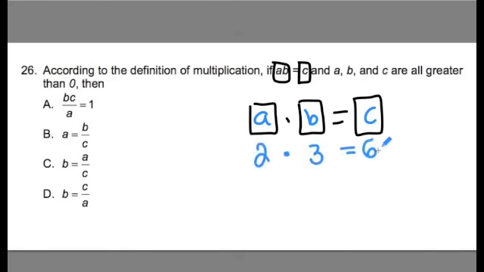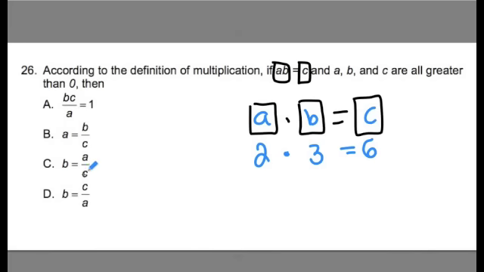Well, by putting in values, I've made this algebraic equation very concrete, right? I've chosen values that are greater than 0, and I made sure that A times B equals a new number, 6 here. So I made this A times B equals C very, very concrete when I turned it into 2 times 3 equals 6. Now I've got to see which one of these statements holds true.